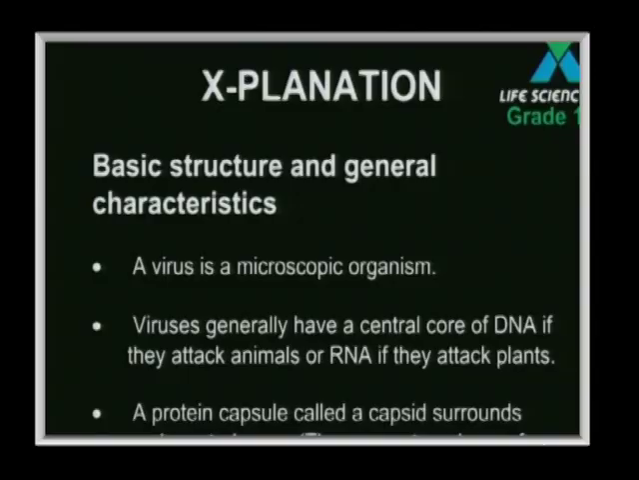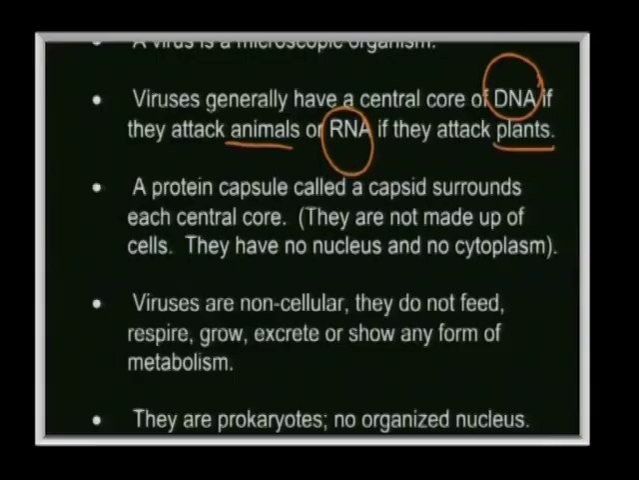Let's look at some of the characteristics then that we have discussed and elaborate on a few more as regards viruses. First of all, remember that a virus is a microscopic organism. Viruses have a core of DNA if they attack animals, or RNA if they attack plants. Remember, that is general because we do get that special group called retroviruses. Our third point, a protein capsule called a capsid surrounds the central core. There are no cells. They have no nucleus, no cytoplasm, no mitochondria, no ribosomes. In fact, very little that you would find in a normal cell.